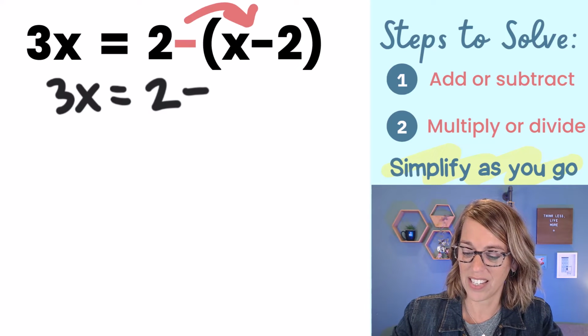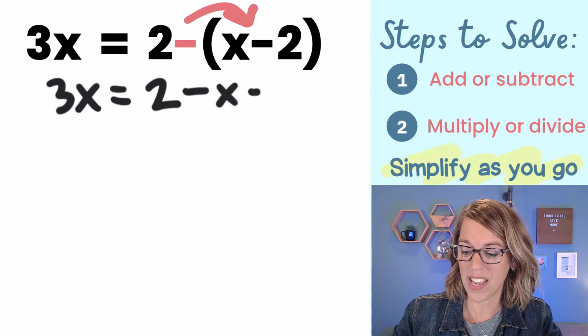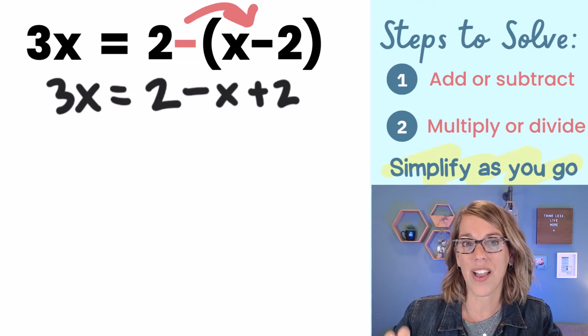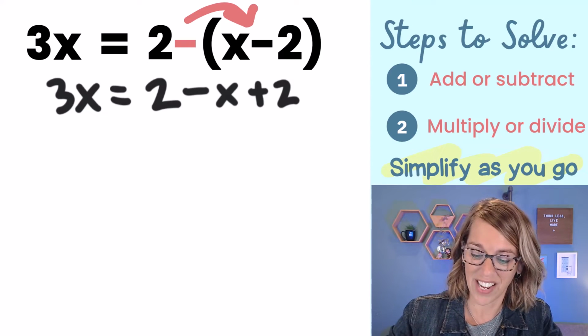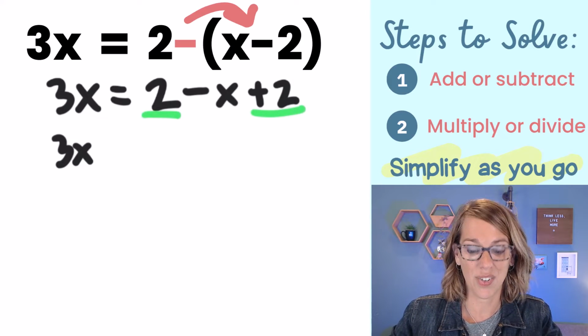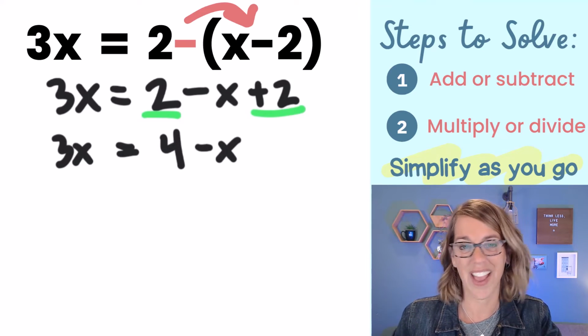Negative times x is negative x. Negative times negative 2 is going to be a positive 2. Now we're going to continue to simplify. We're just focusing on that right side of the equation. And I can continue to simplify because I've got a 2 and a plus 2. If I add those together, 2 plus 2 is 4, and I have a negative x.